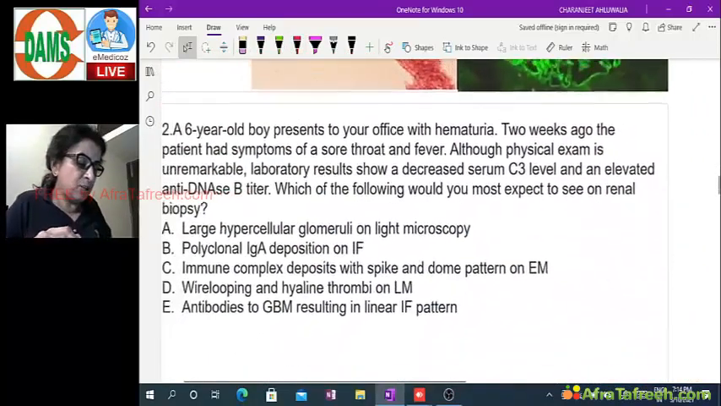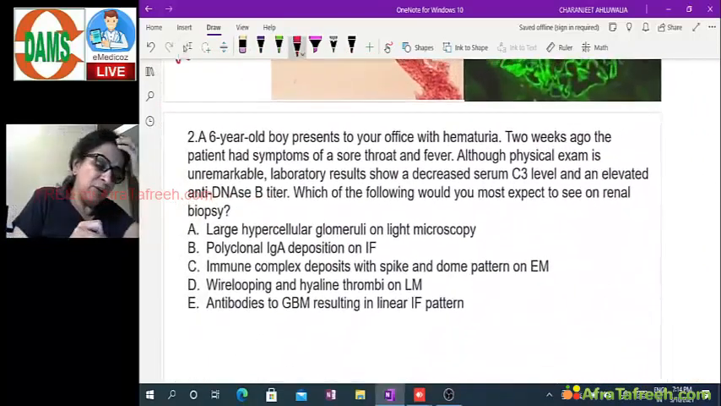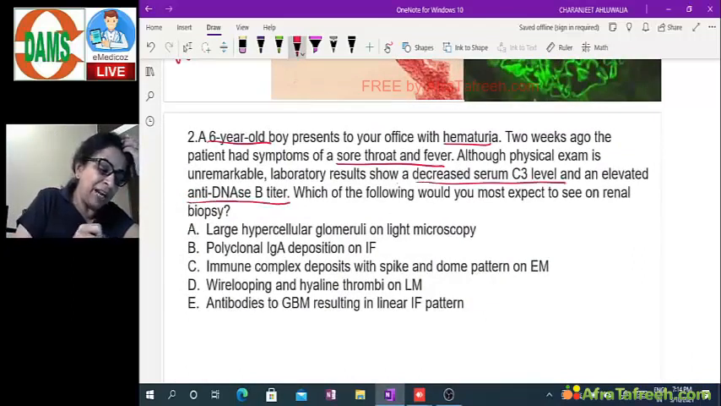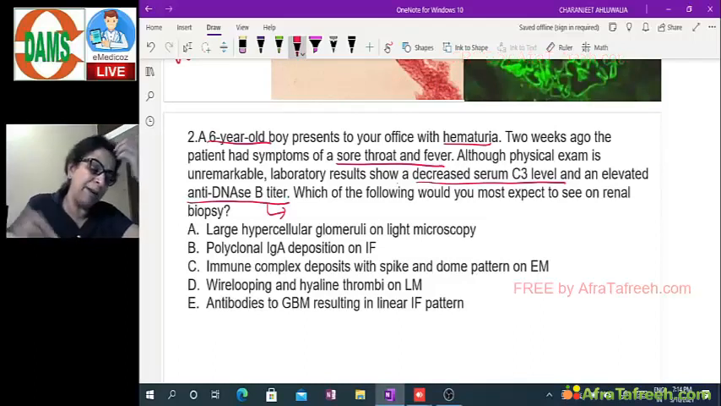Okay, next question. 2. A 6-year-old boy presents to your office with hematuria. 2 weeks ago he had symptoms of sore throat and fever. Although physical examination is unremarkable, laboratory studies show decreased C3 level and elevated anti-DNase B titer. Just like the ASLO titer, this is the anti-DNase B titer. Which of the following would you expect to see on a renal biopsy?